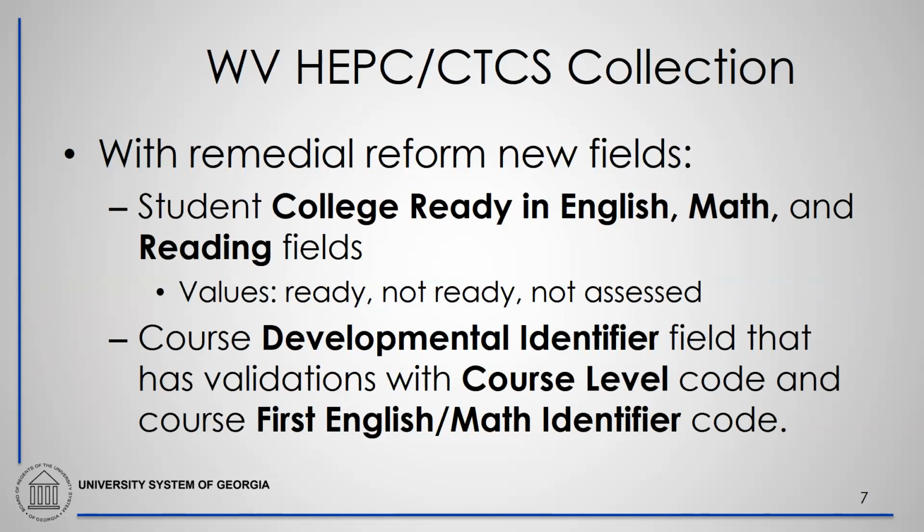So if a course was a co-requisite developmental course, it had to also be designated as a first English math class as well. In West Virginia, a co-requisite class is just one class that is a first English or first math class with embedded co-requisite support, as opposed to two separate courses in Georgia. So that will make a difference in the Georgia presentation a little bit later.